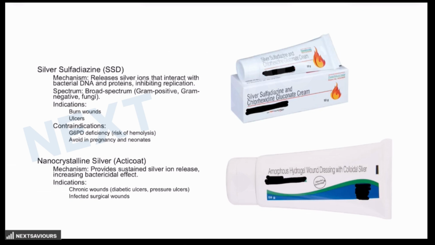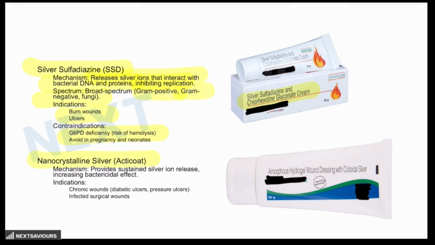Another example is the silver preparations like silver sulfadiazine. The mechanism, you know, is that it releases silver ions that interact with the bacterial DNA and proteins, thereby inhibiting the replication. And it acts against gram positive, gram negative, and the fungi. So it has a broad spectrum action. Indications are simple, like burn wounds or ulcers, and the contraindications are G6PD deficiency because of the risk of hemolysis, and it has to be avoided in pregnancy as well as in neonates. Now, these kinds of formulations are used with other bactericidal agents for their synergistic actions.